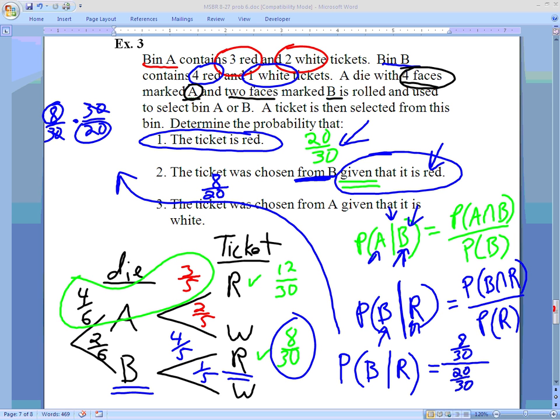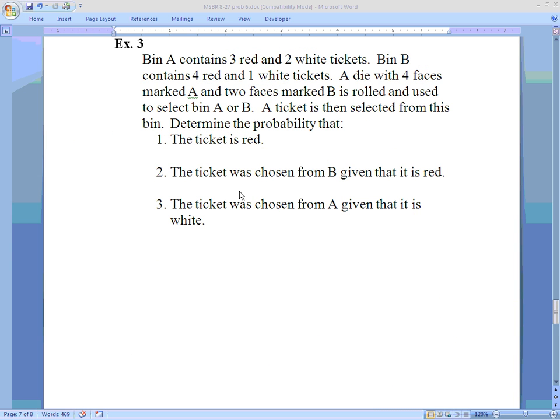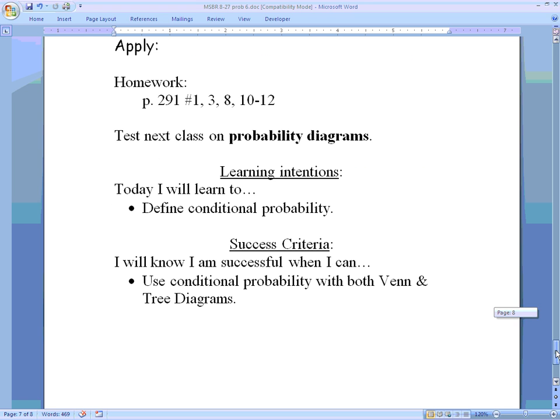And that's conditional probability. And once again, notice that the denominator got a little bit smaller. We're not looking at the whole set. We're only looking at those that dealt with red tickets. All right. This can get a little bit challenging here.